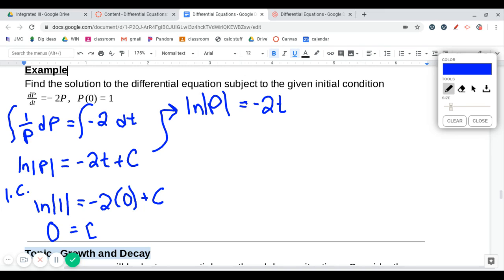So, to counter this natural log of p, we're going to take the exponential of both sides. So the exponential of the natural log of the absolute value of p equals e to the negative 2t. Because now on this side, e to the natural log of something is that something. So now the absolute value of p equals e to the negative 2t.